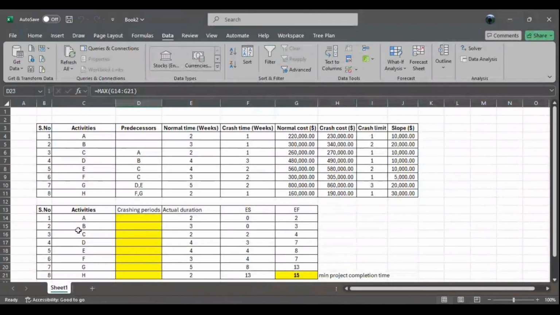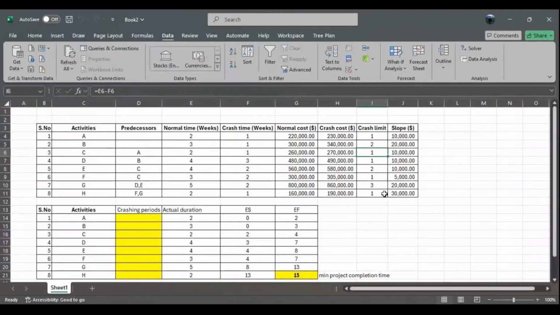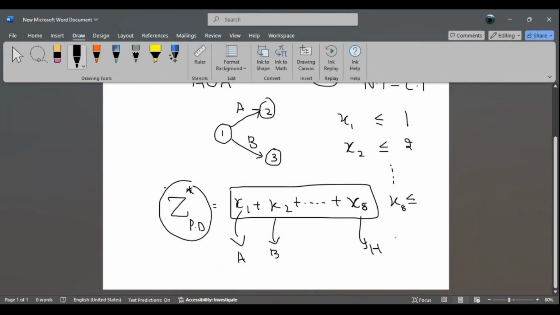The constraint on activity A is that activity A can be crashed only 1 week. That is the crash limit. For the next one, we got 2. For the next one, we got 1. So the constraint equations are represented something like this. The first constraint inequality would be X1 less than or equal to 1, the crashing period. For the second activity, X2, it should be less than or equal to 2, and so on and so forth. What about X8? It should be less than or equal to 1 week, which is what the crash limit is all about. So this means we are going to apply a linear programming model on this function to minimize it while considering these constraints.